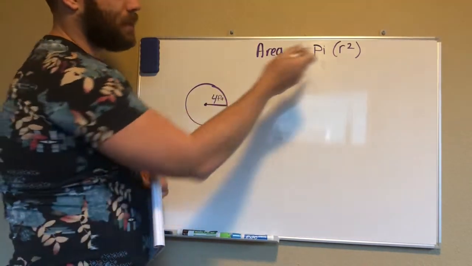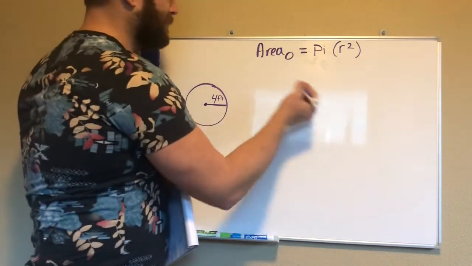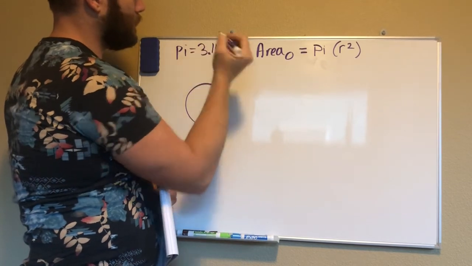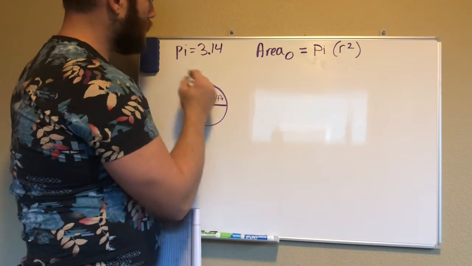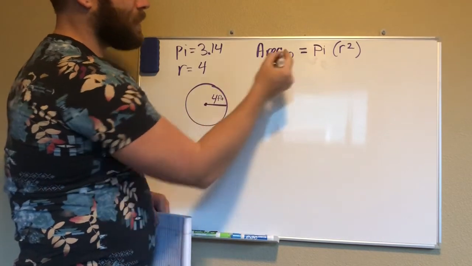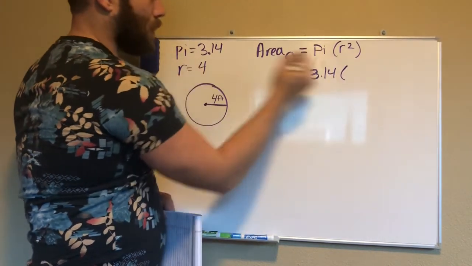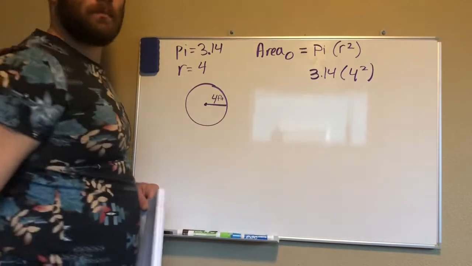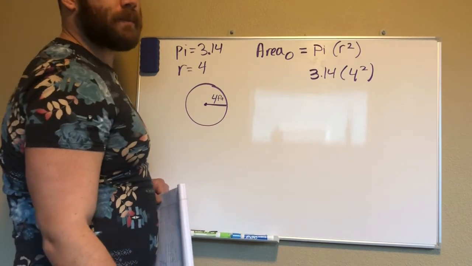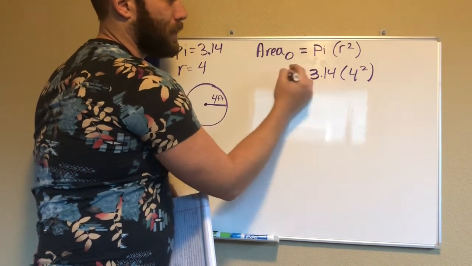What do I also know about this equation? What does pi equal? 3.14. So I'll write that here. Pi equals 3.14. And I also know that my radius for this circle is 4. So now I can plug these in. So now I have 3.14 times 4 squared. And what does 4 squared equal? What is 4 times 4? Because remember, it's not 4 times 2, it's 4 times 4. It's 16. So instead of writing it here, I'm going to put it under here so we can start working the problem.